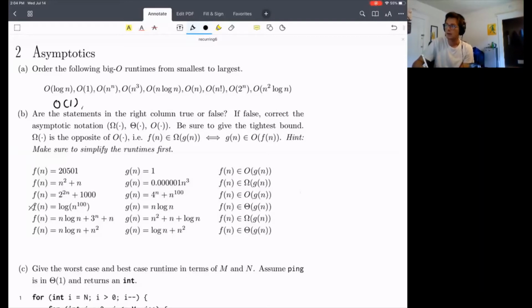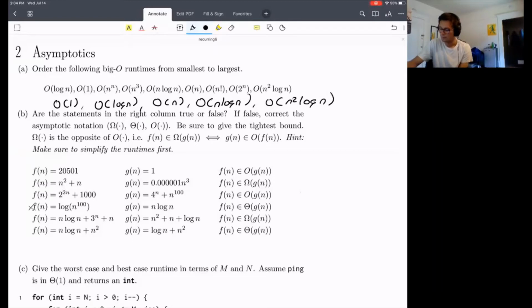It's going to be constant time, then log n, then O of n, then O of n log n, O of n squared log n, and then the really bad ones, O of n to the third, O of 2 to the n, O of n factorial, and O of n to the n.